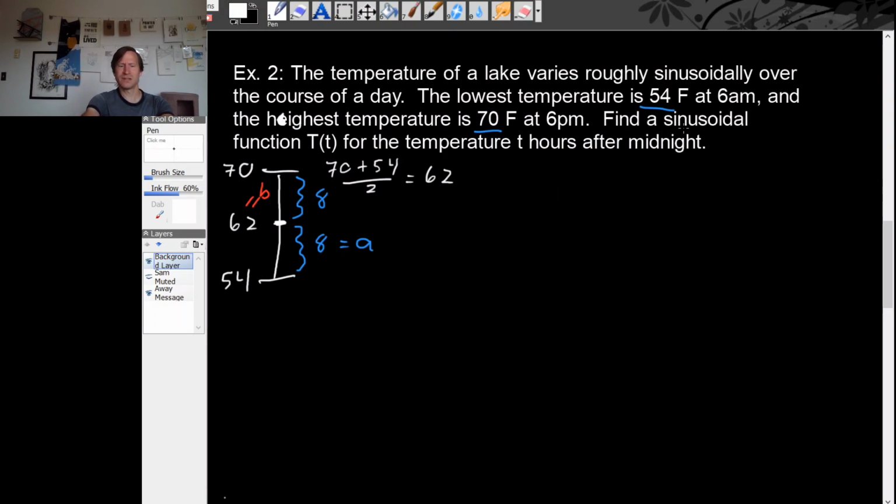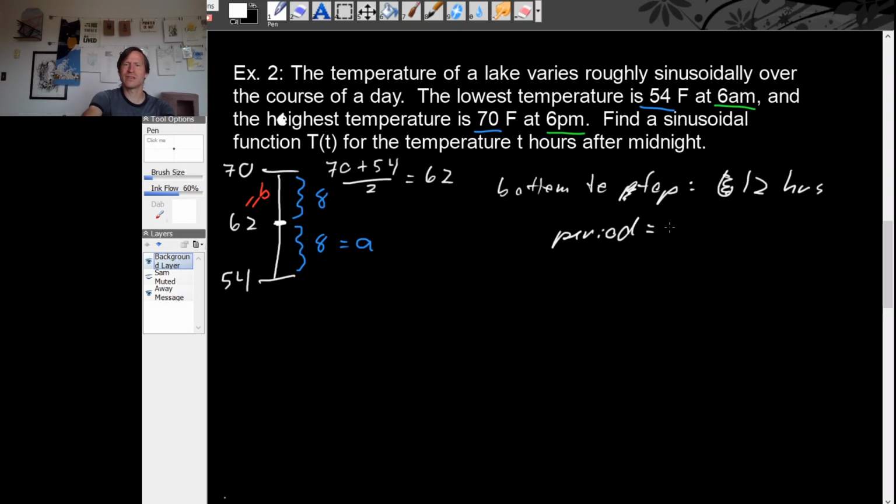Looking at the times, going from 6 a.m. to 6 p.m., that's from the bottom to the top. So that's 12 hours. And so one complete cycle is twice that. So that's 24 hours. No surprise that it's one entire day. And that means our value for k is 2 pi over 24. So that's pi over 12.